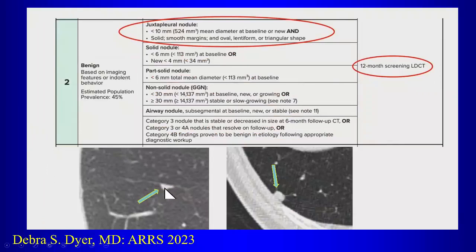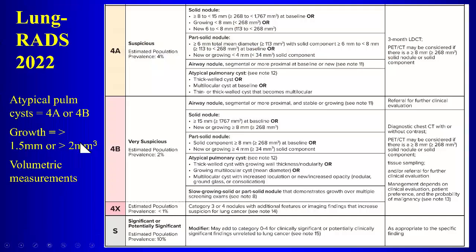Juxtapleural nodules. So these perifissural nodules or subpleural nodules, if they look like intrapulmonary nodes, you can go up to 10 millimeters there, and that's still a score of 2. Okay? Now, they also discuss atypical pulmonary cysts, and that gets you a score of 4A, or if it's growing, 4B, and we'll talk about atypical pulmonary cysts. The criteria for growth, 1.5 millimeters or greater than 2 millimeters cubed, if you're actually doing volumetric analysis. 1.5 millimeters is the cutoff for growth.